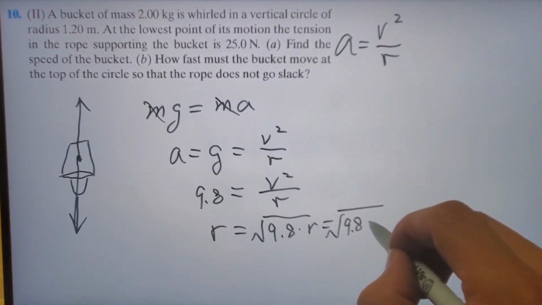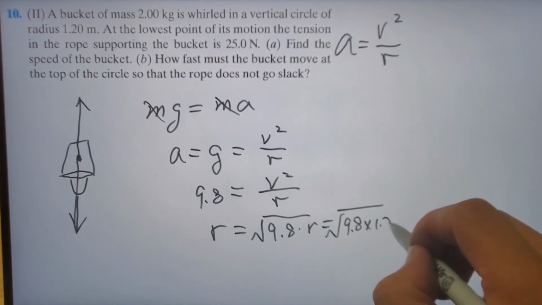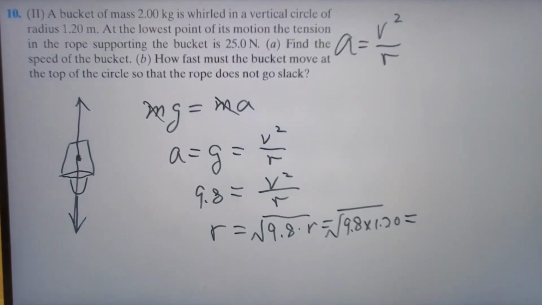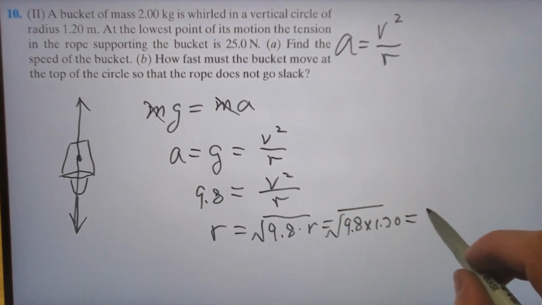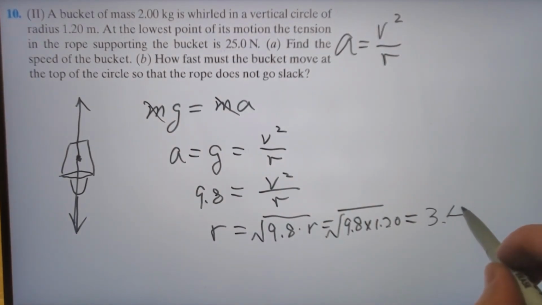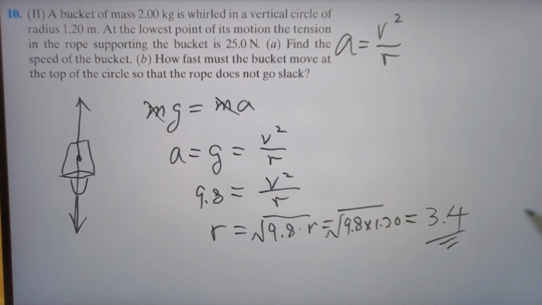9.8 times 1.20. So 9.8 times 1.2, and then take the square root of it. I got 3.4. So 3.4 meters per second will be the minimum velocity for it to go around.